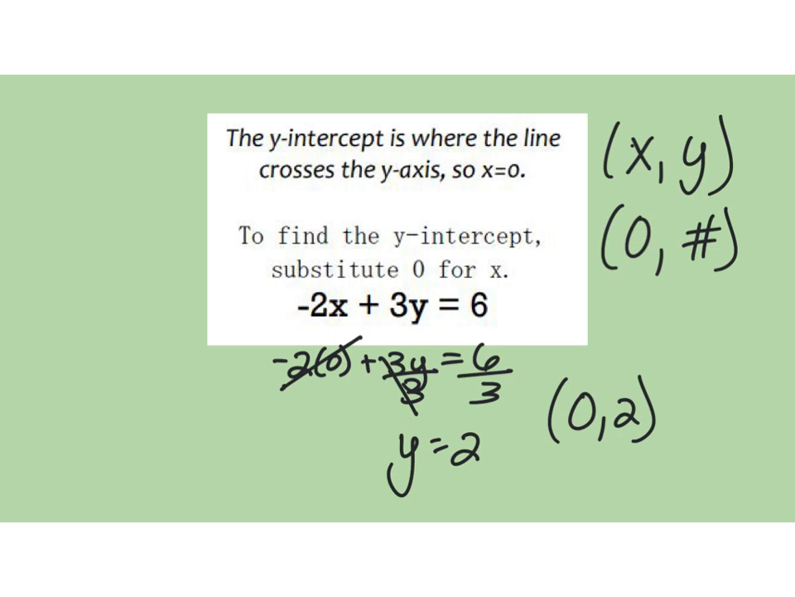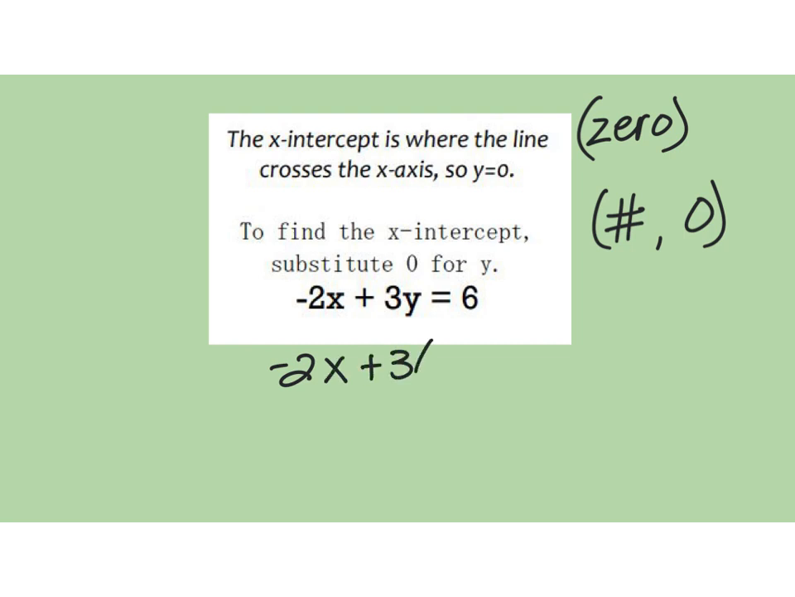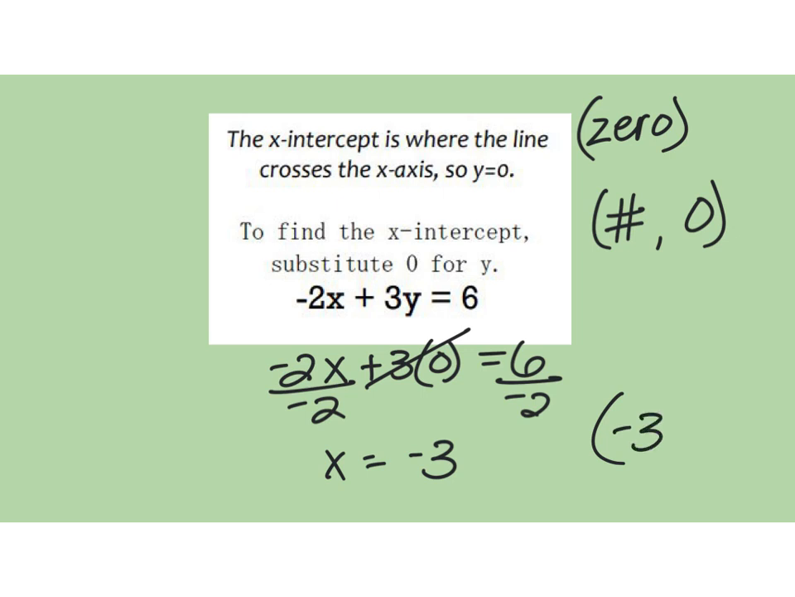On that same equation, we can find the x-intercept. Sometimes they call the x-intercept just a 0. I don't know why, but sometimes it's just called a 0. So remember, for the x-intercept, there will be a number for x, but y will be 0. So when I go to substitute here, this would be -2x plus 3 times 0 equals 6. So again, 3 times 0 gives us a value of 0. So then I divide by -2. So x has a value of -3. So my x-intercept is at -3, 0.